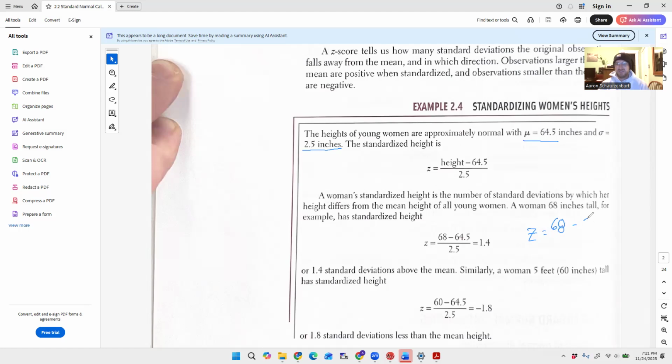68 minus 64.5 over 2.5. Okay? That gives me, when you add it all up and do it, 1.4. If you're looking for one that's 5 feet, 60 inches, you get a z-score of -1.8.